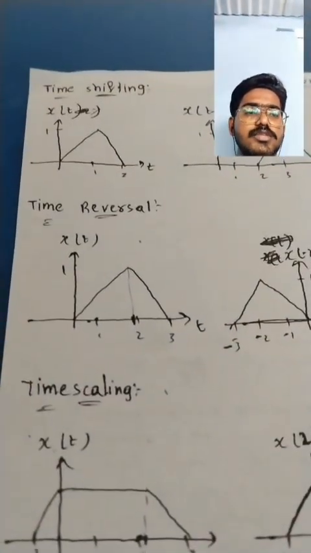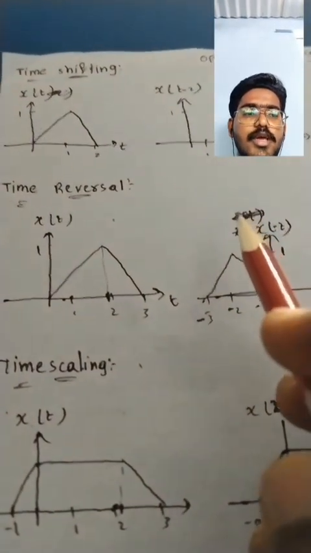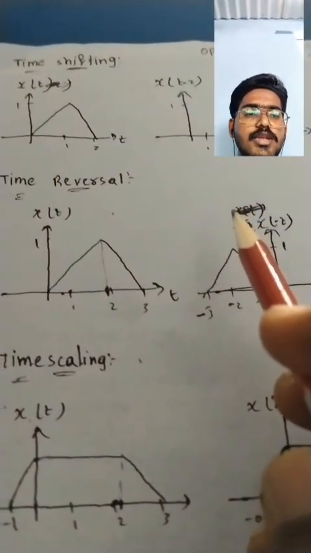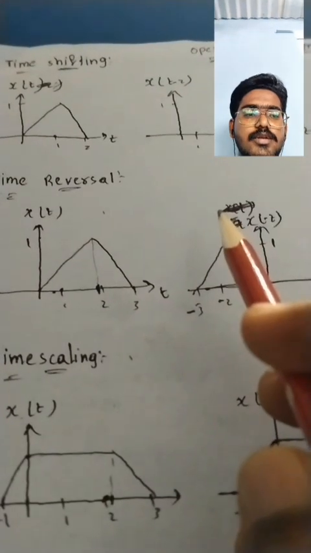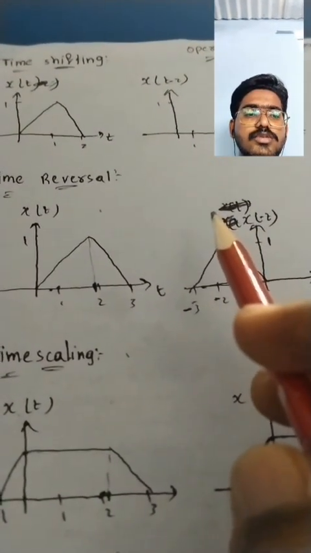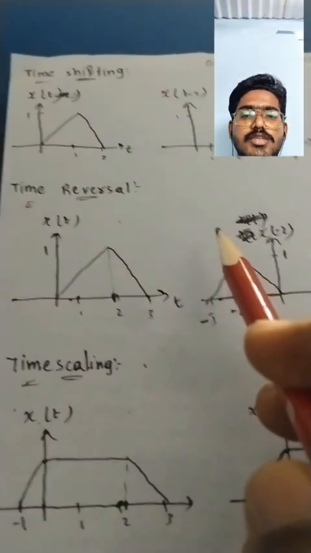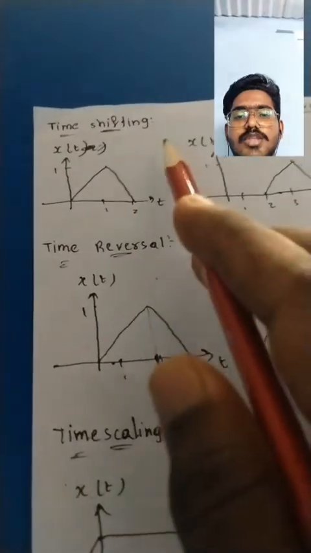Time shifting means moving a signal forward or backward in time. If we delay a signal, it appears later. If we advance, it appears earlier. This is widely used in synchronization tasks in communication systems. This is time shifting.